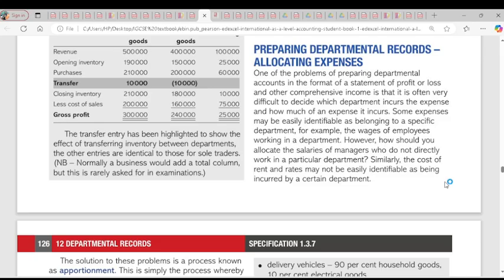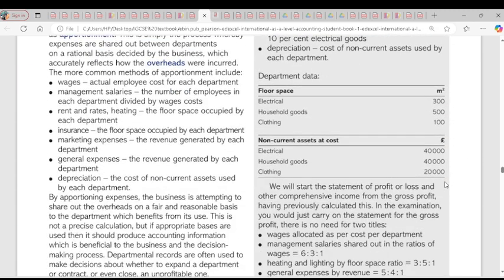Now the methods in which we can apportion these expenses. I'm going to start with wages: employee cost for each department. Wages means the actual employee cost. How much has each department spent on wages?